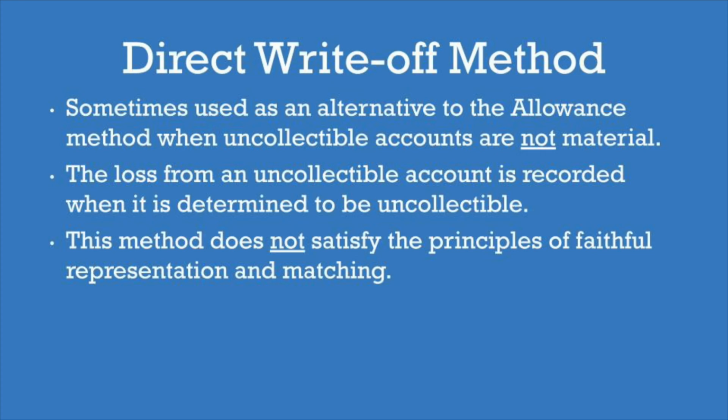The final method is the direct write-off approach. This method sometimes is used as an alternative to the others, and really it's only used when the amounts are really not very much, or not material. So the loss from an uncollectible account in this case is simply recorded when it's determined to be uncollectible, and this method really doesn't satisfy GAAP, but it does work if the debt is written off in the year that it occurred.